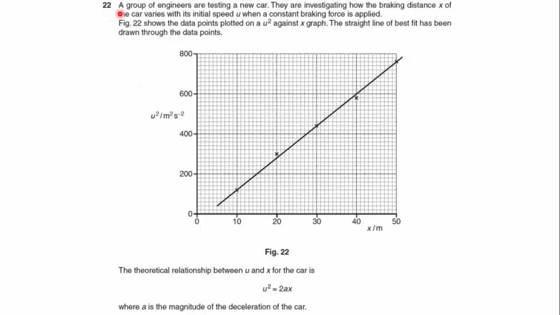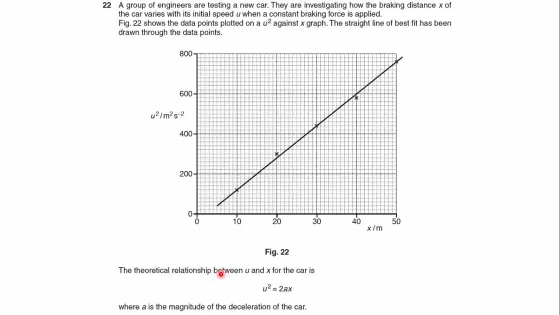So question 22. A group of engineers are testing a new car. They are investigating how the braking distance x of the car varies with its initial speed u when a constant braking force is applied. Figure 22 shows the data points plotted on a u squared against x graph. The straight line of best fit has been drawn through the data points.